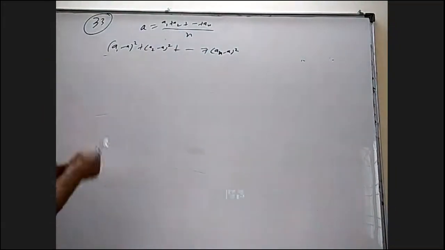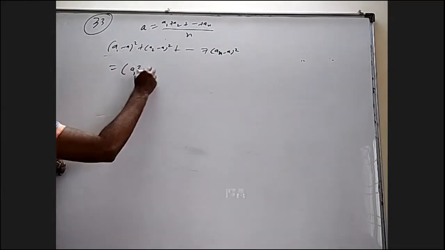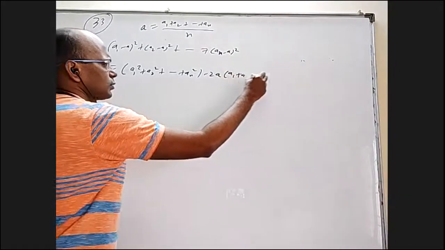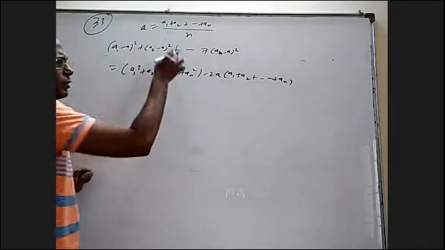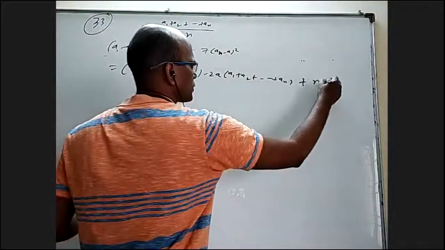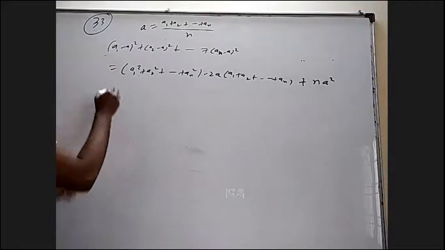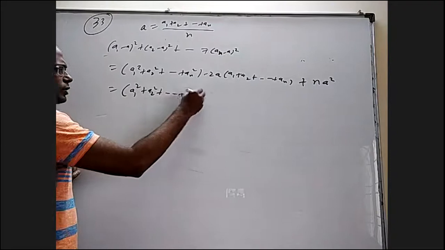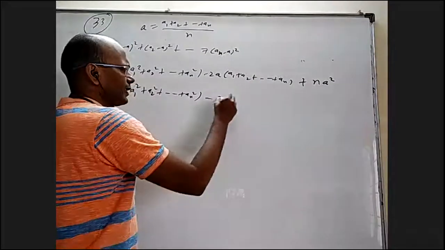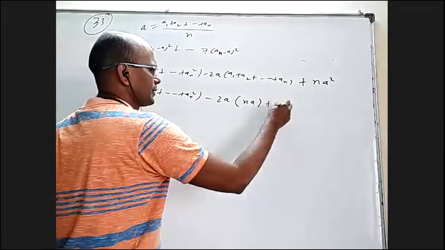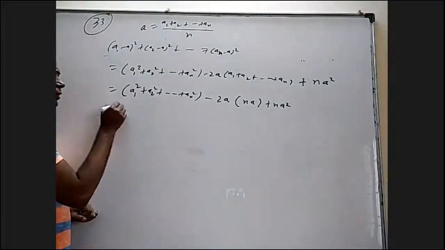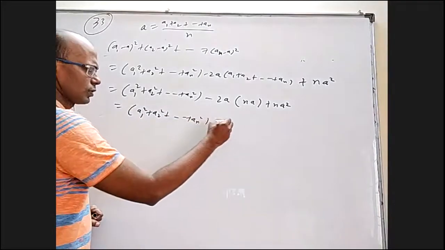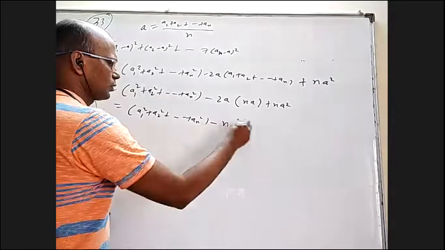Okay, let us just expand this. I'll get a1 square plus a2 square so on up to an square minus 2a common a1 plus a2 so on up to an. This all the 2ab terms are included plus na square. A square plus a square plus a square is na square. I don't think I can do anything about a1 square plus a2 square so on up to an square. This is n times a plus na square. So minus 2 na square plus na square will be na square. So a1 square plus a2 square, so on up to an square minus na square.